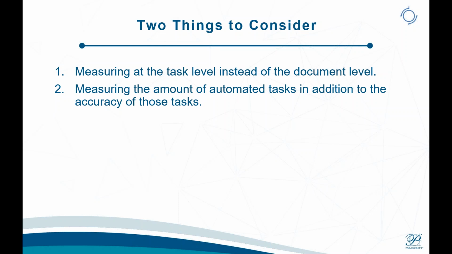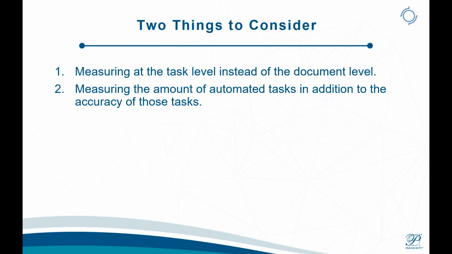The task level means any type of action that a user might take for a document. So if that task is looking at a document and then typing in the name of the type of document, it could be, this is a benefits application, or this is an agreement, or this is a promissory note. It's the task of looking at that document and determining what it is and then typing the name of that document in. That's a task level.